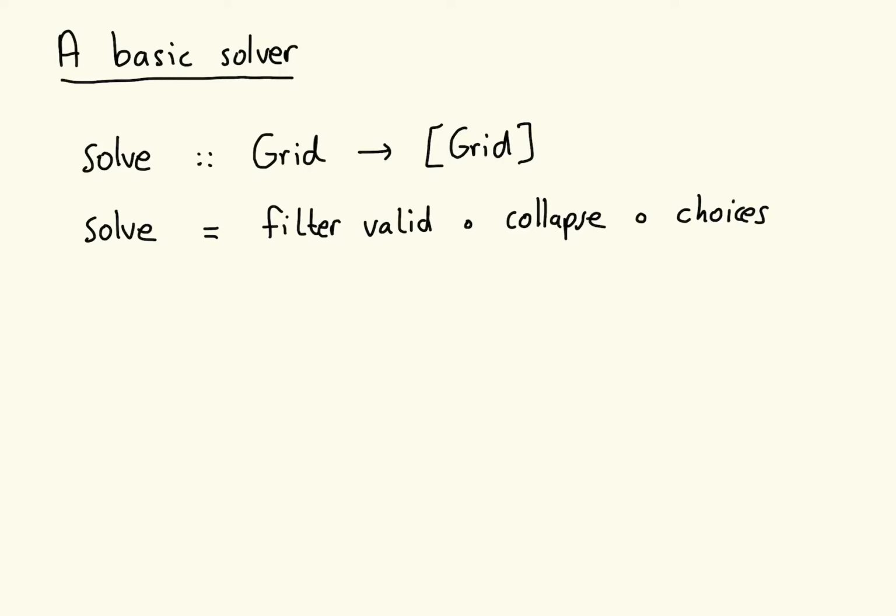So what we need to do now is think, how can we define the two parts of this definition that we haven't seen yet? How do we define choices and how do we define collapse? So this is what we're going to do now. So first of all, we're going to apply the idea of making choices. And the idea here is a very simple one.